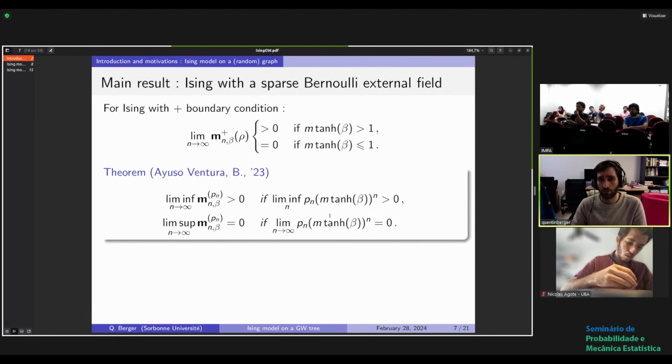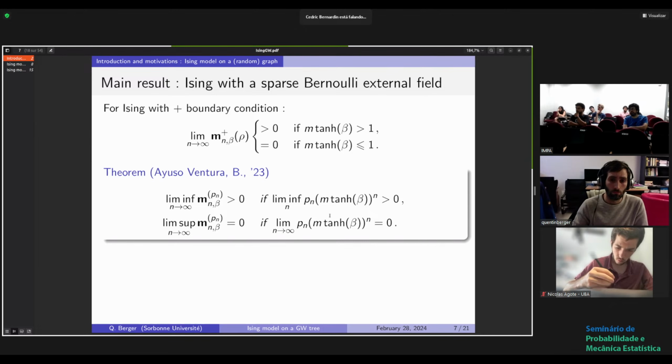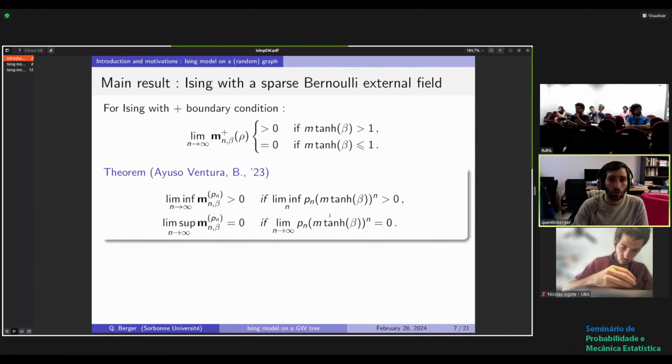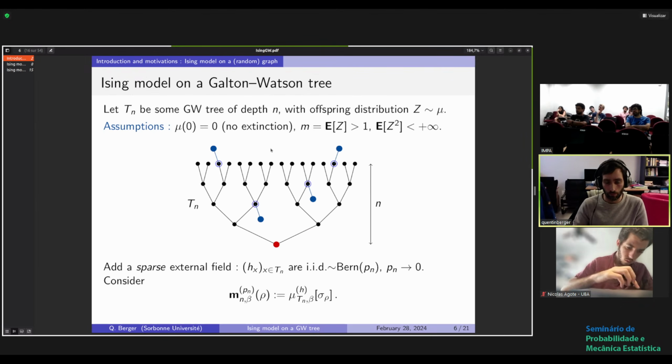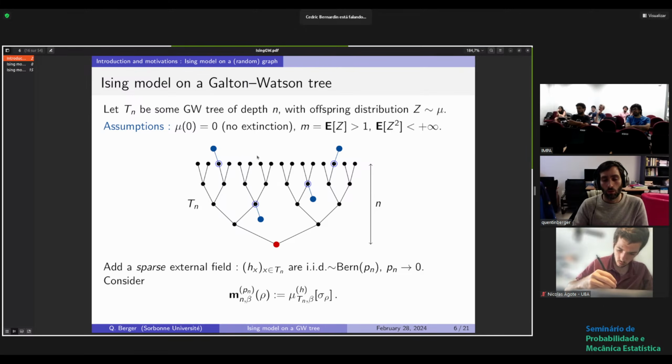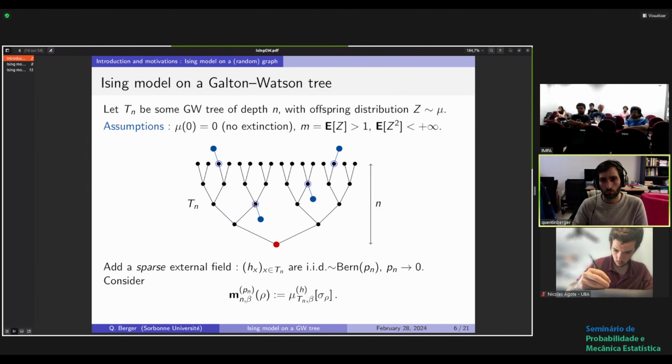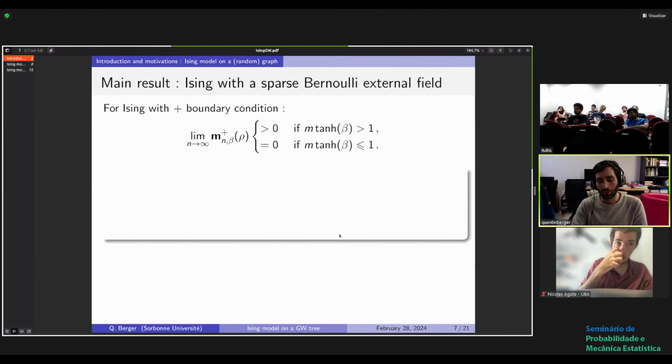Is the result clear? Sorry, but here you assume that the degree is bounded from below, no? Yeah, I assume that the degree is at least 1. But on the drawing it is 2. Yeah, on the drawing it is 2, but it could be 1, at least 1. Maybe it was a bad idea to draw a binary tree.